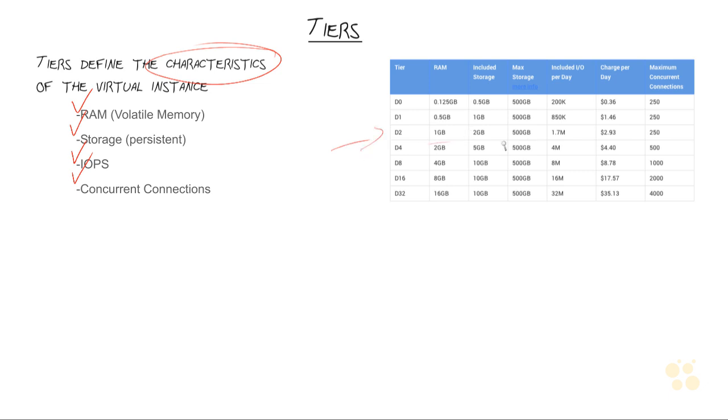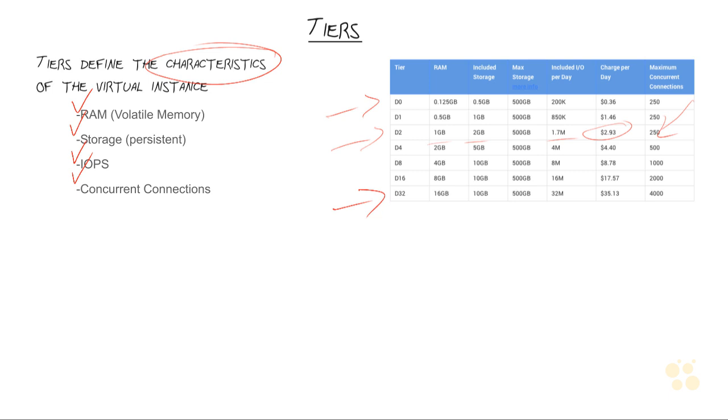you can see that it's got a gigabyte of RAM. It includes in the per day price 2 gigabytes of storage. It includes 1.7 million IOPS in that per day price, which is, by the way, $2.93, and it can handle 250 maximum concurrent connections. So the tier is really defining the size of your database. You see they go D0 up to D12, which is a 16 gigabyte, pretty massive, impressive database.